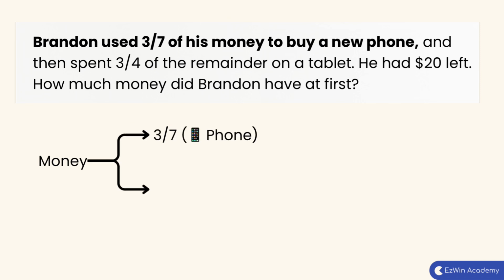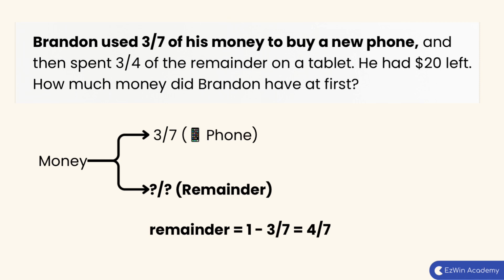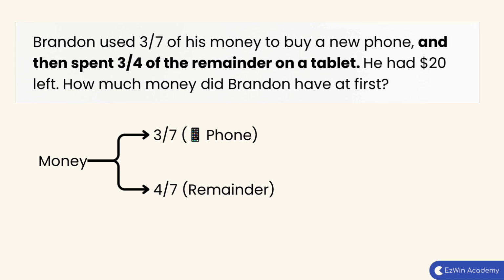The second is that we will branch out to another word, which is the remainder. The thing is that we don't know what fraction it is. Can you guess? If you guess the remainder is 4/7, you're right, so therefore we just write 4/7 for the remainder. The next part of the question says that Brandon has spent 3/4 of the remainder on a tablet, so that's why we added a branch to the tablet itself.